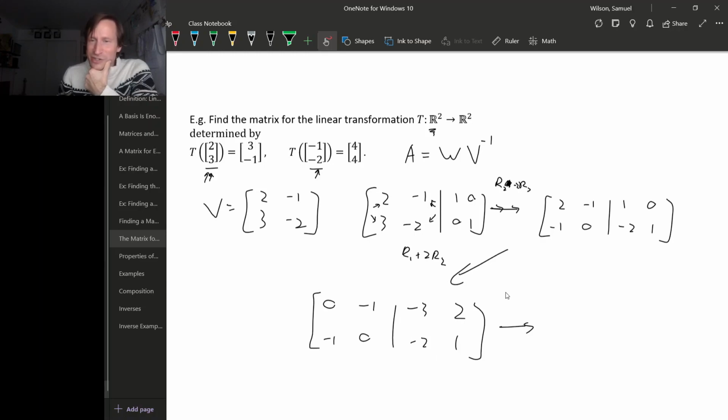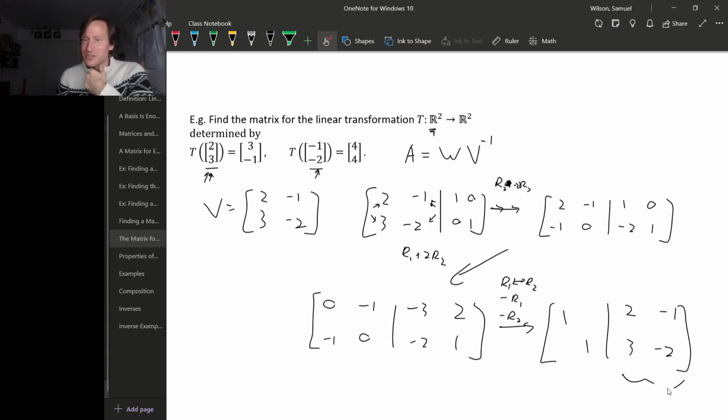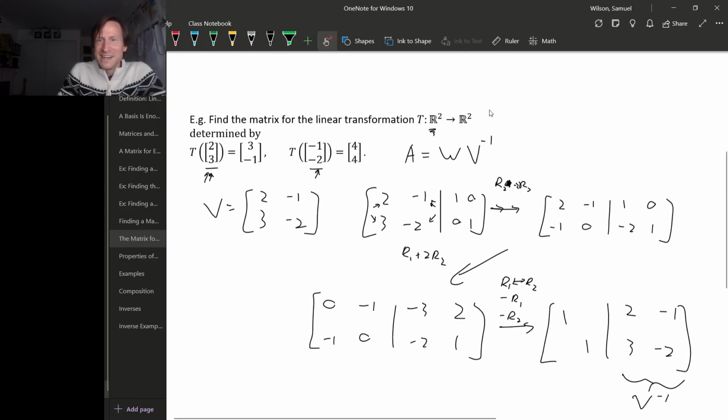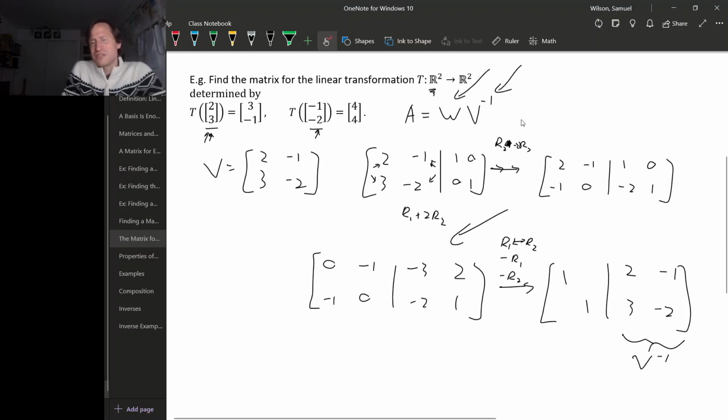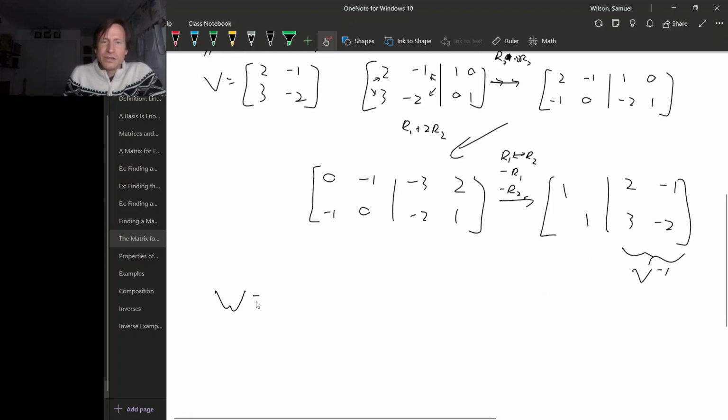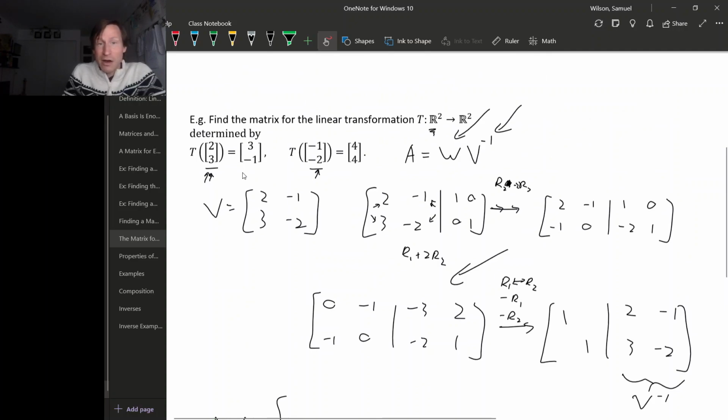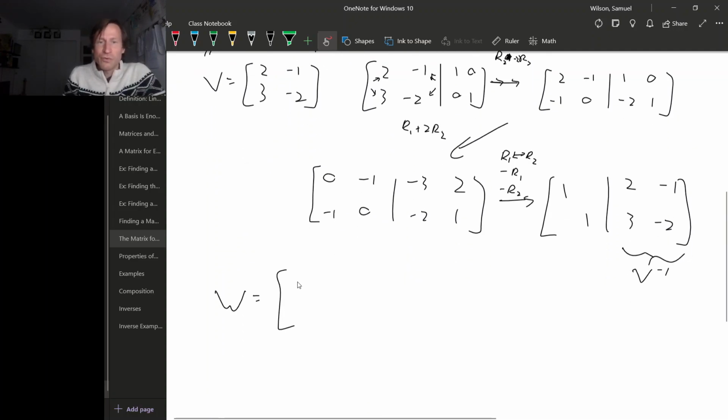And now we can interchange the two rows and also take their negatives. When we do that, here we get the identity, and in our augmented part we get 2, minus 1, 3, minus 2. Okay, so here's V inverse. All right, step 1 complete. Now we need to write down W and then just do the matrix product. W is the matrix whose columns are the output vectors, so 3, minus 1, 4, 4.